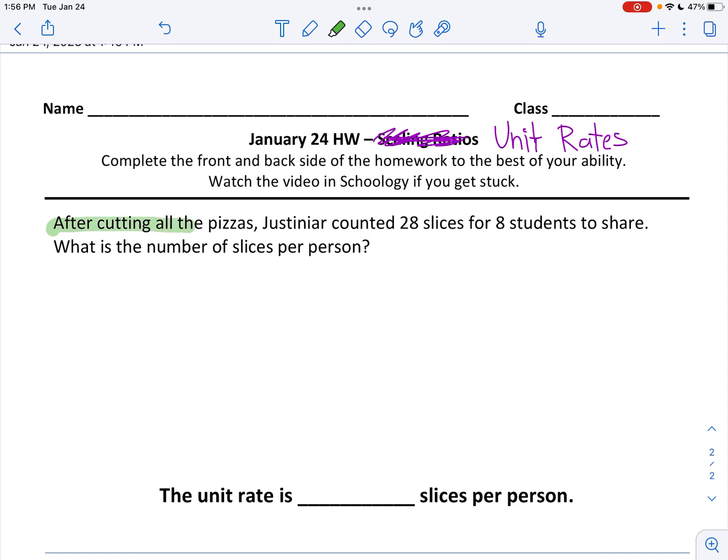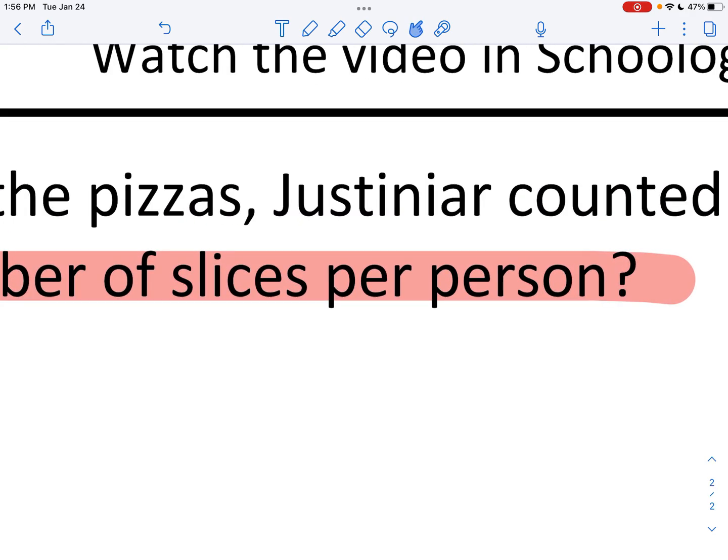After cutting all the pizzas, Justin Year counted 28 slices for 8 students to share. What is the number of slices per person? So I can see in the red question that it says slices. So that means that's going to be more than one. But here, after the word person, there's no S.